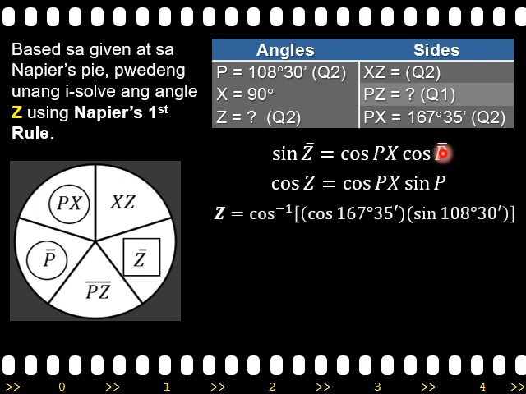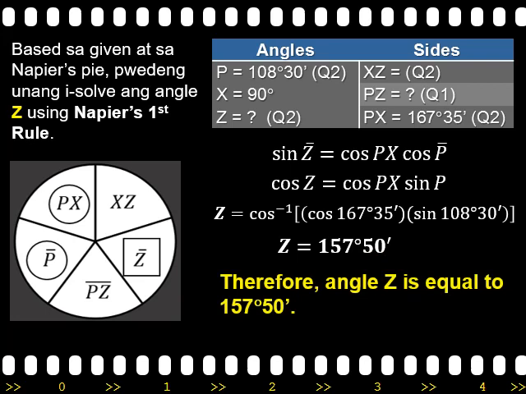So, if we will substitute, so we have Z is equal to inverse cosine of cosine 167 degrees, 35 minutes times sine 180 degrees and 30 minutes. So, makukuha nating answer dito sa Z is 157 degrees and 50 minutes. So, let's check. Based dito sa table natin, si Z ay dapat nasa Q2. So, since greater than 90 degrees yung 157 degrees and 50 minutes, that means, final answer na natin siya. So, angle Z is therefore equal to 157 degrees and 50 minutes.